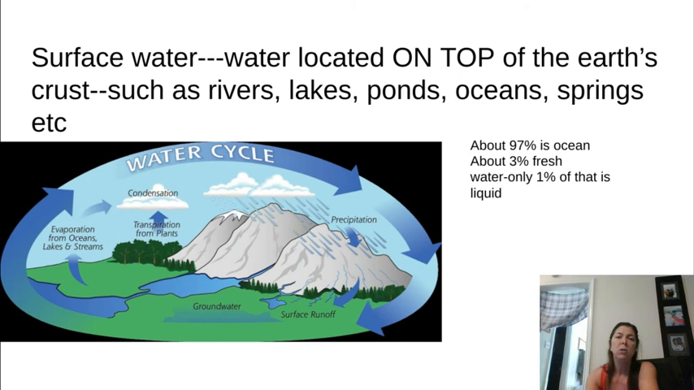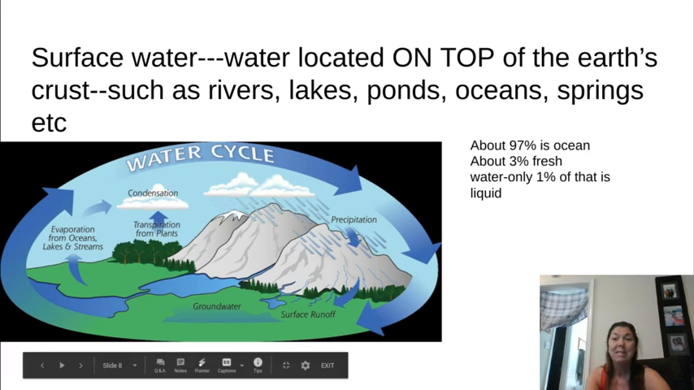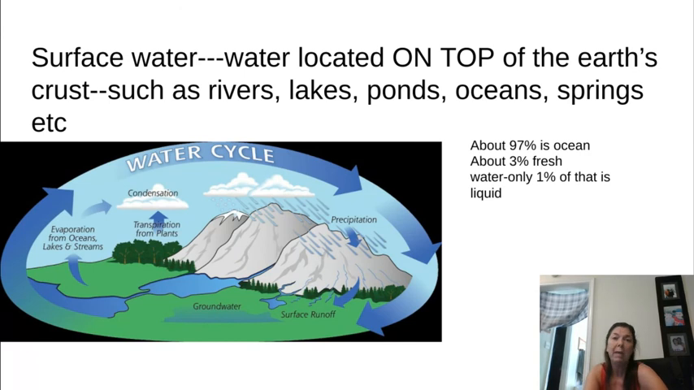Now, I know when you were in elementary school and you learned how the water cycle works, you learned that 70% of the earth is salt water. Okay, so if you took all of the water that's on earth, about 97% is ocean water, salt water, water that we can't use. Can't drink it, can't use it for watering plants, things like that. Okay. Only about 3% of the water that is on the earth is fresh water. And of that 3%, only 1% of that is liquid. Most of the fresh water is trapped in icebergs and things like that. It's frozen, so it's not easily accessible.